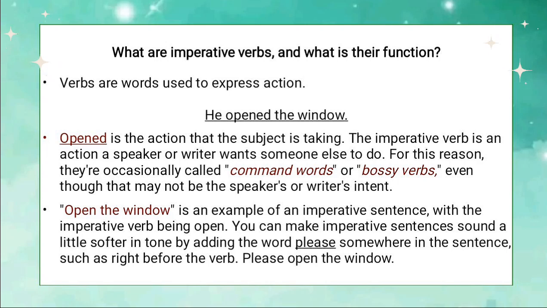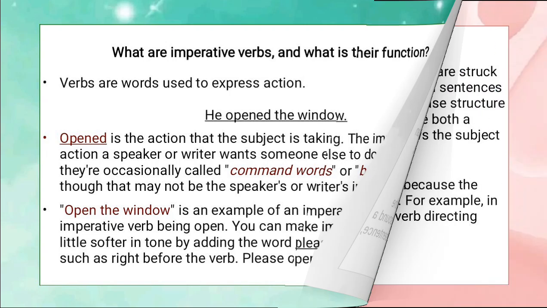You can make imperative sentences sound a little softer in tone by adding the word please somewhere in the sentence, such as right before the verb. Example, please open the window. So, as we observe, by adding the word please in the sentence, it sounds more polite and softer.